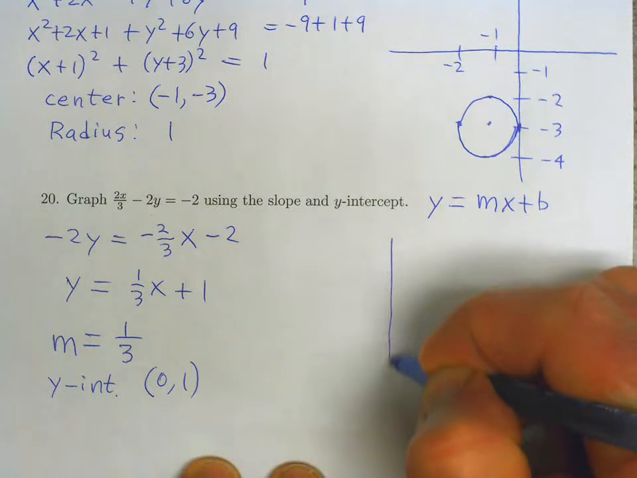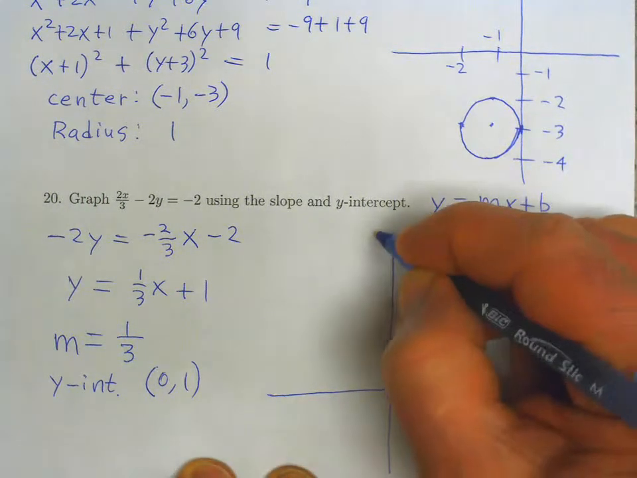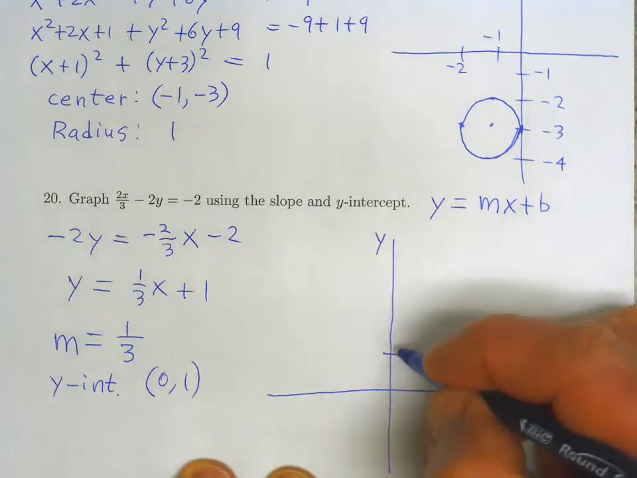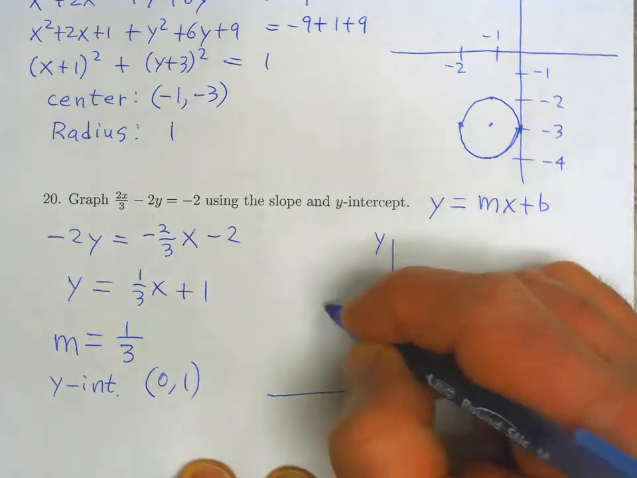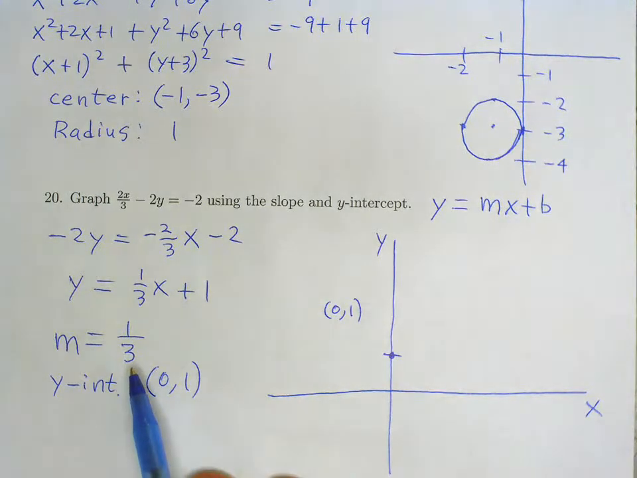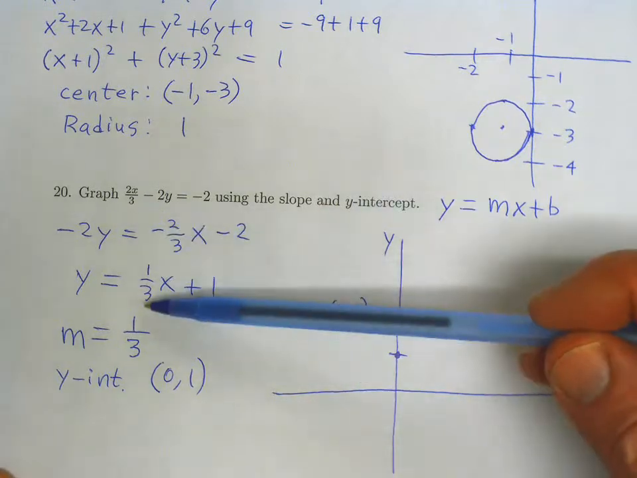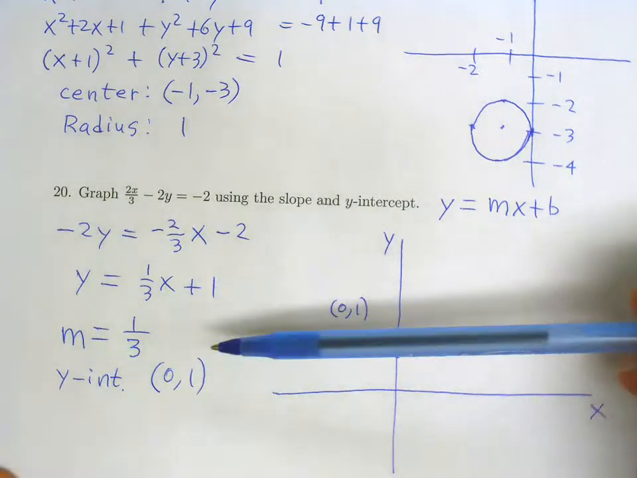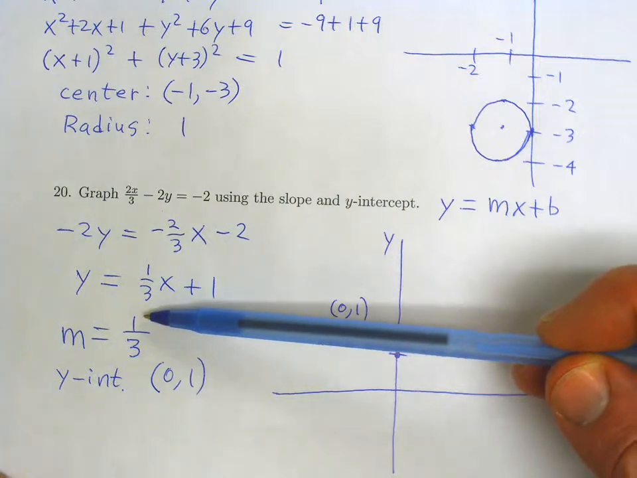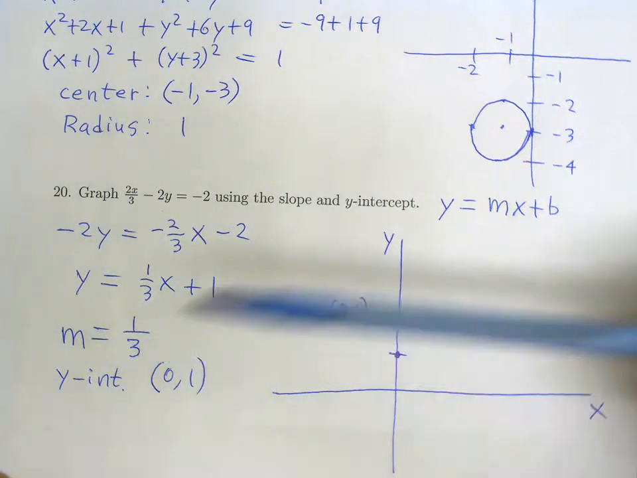So in the xy plane, if we plot the y-intercept 0, 1, we can find another point on the line by using the slope. Slope is defined as rise over run. So between points, we have a rise of 1 and a run of 3.